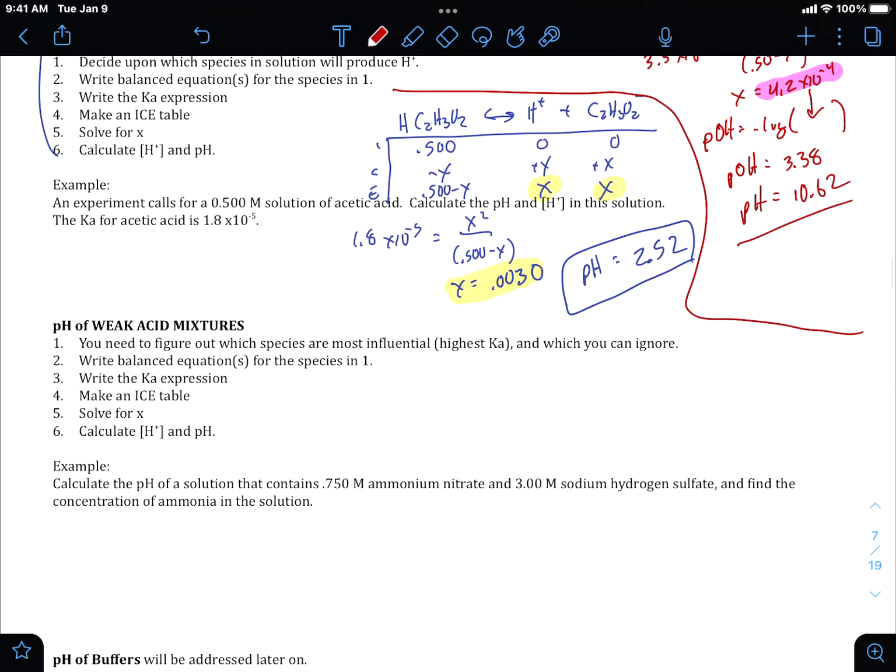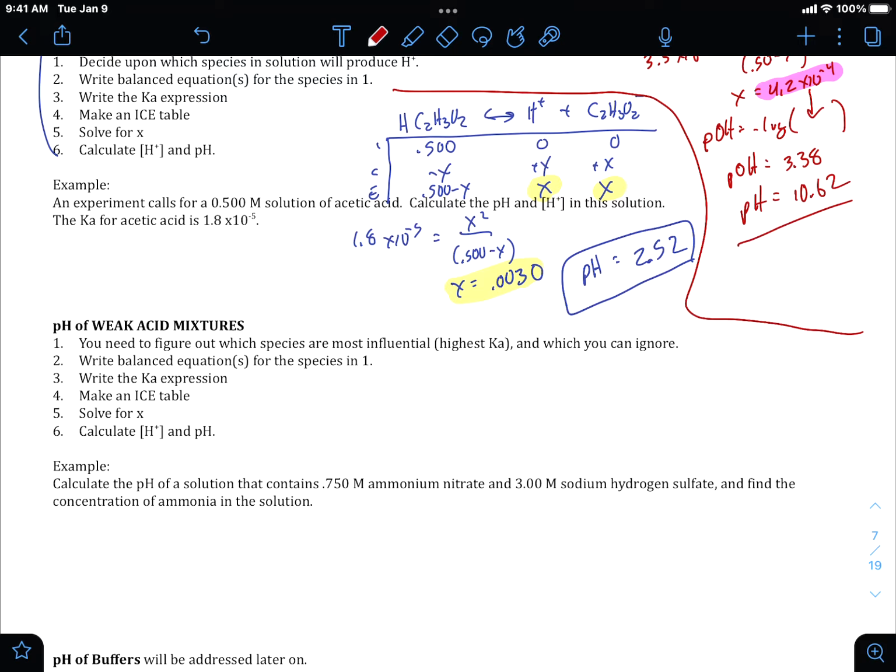Okay, weak acid mixtures. In real life, most solutions that you use in commercial products and that you will encounter are going to be mixtures of a whole bunch of stuff. Even something as simple as apple juice or Sprite or Sierra Mist or Gatorade. There's more than one weak acid in all of these solutions. So they're mixtures of them. And each weak acid has its own Ka value.